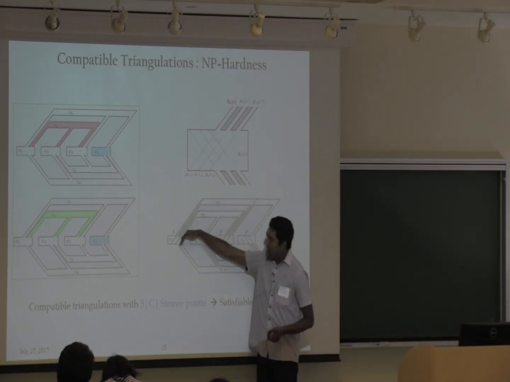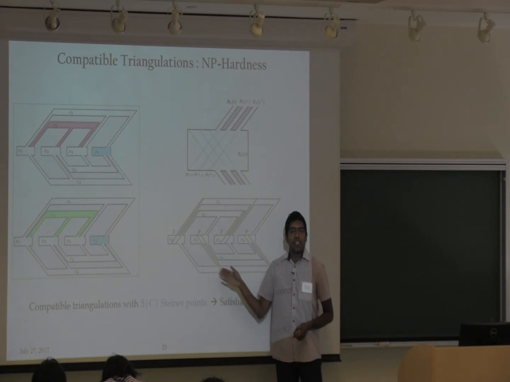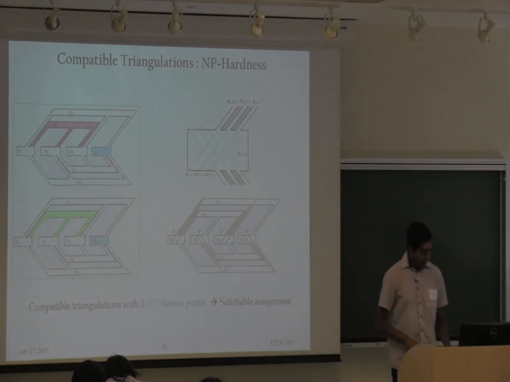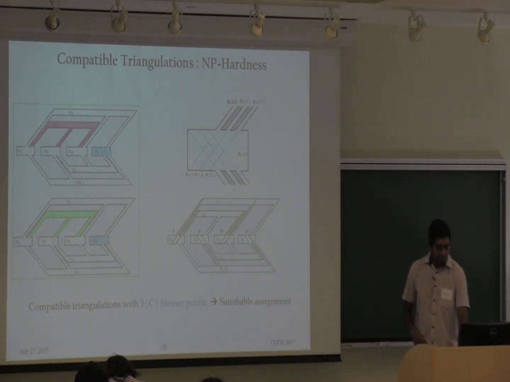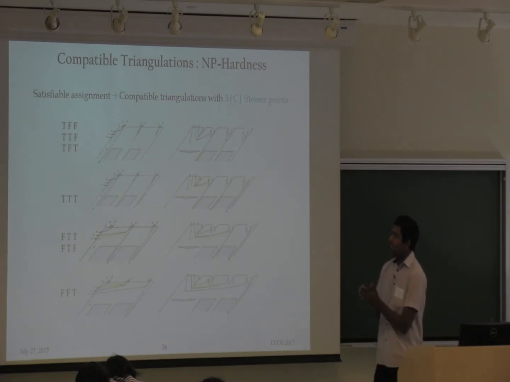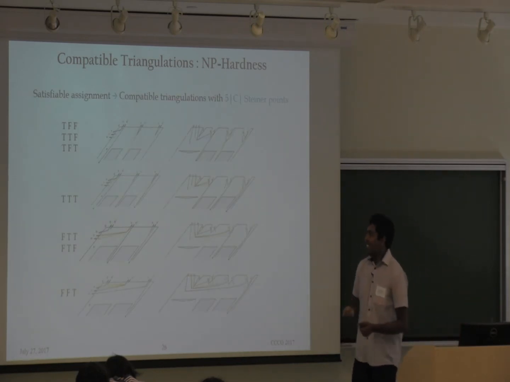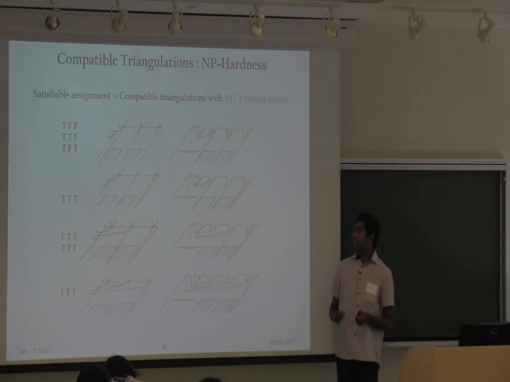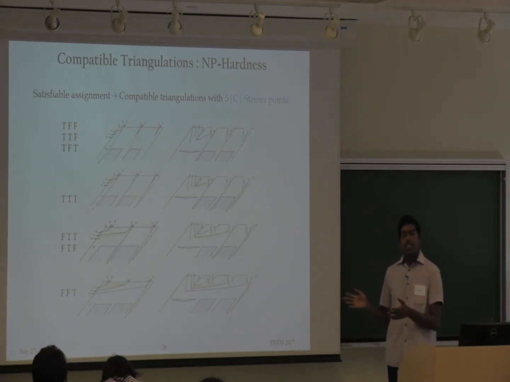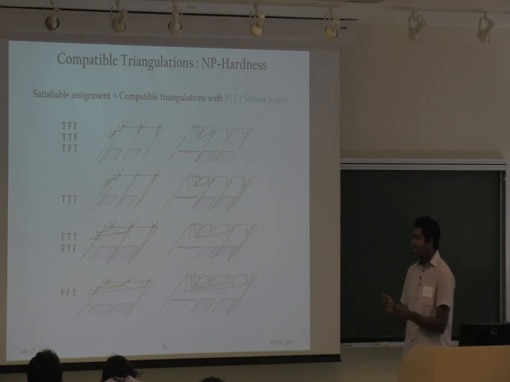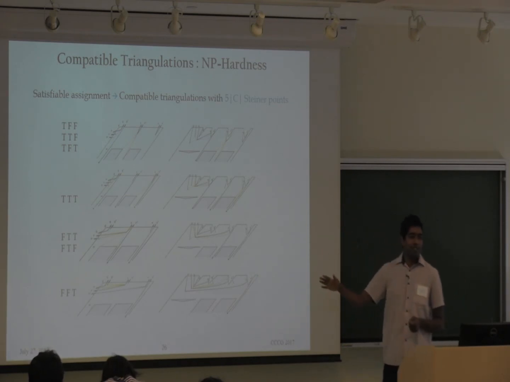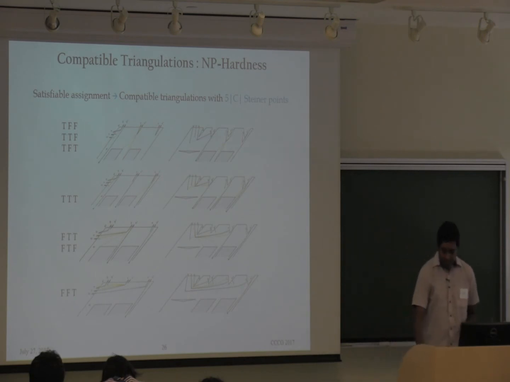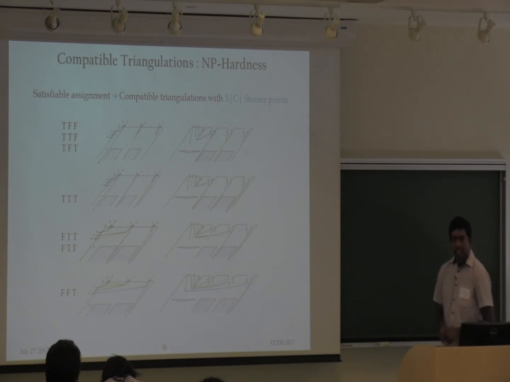If these things come from the top, I set it true, otherwise I set it false, and this argument shows that you can actually satisfy all the clauses. And the other side is a construction that for all possible assignments of truth values, you can actually construct a corresponding isomorphic triangulation with 5 Steiner points, except for the case when you have all of them false, then you need 6.